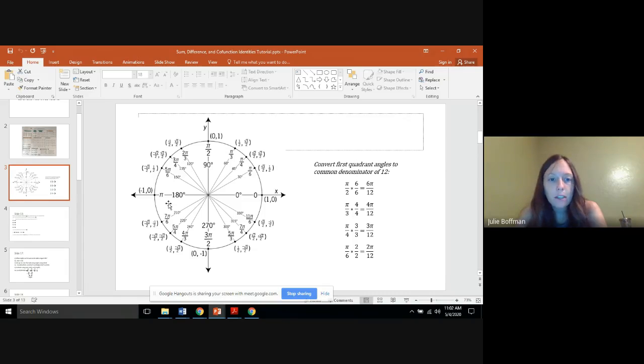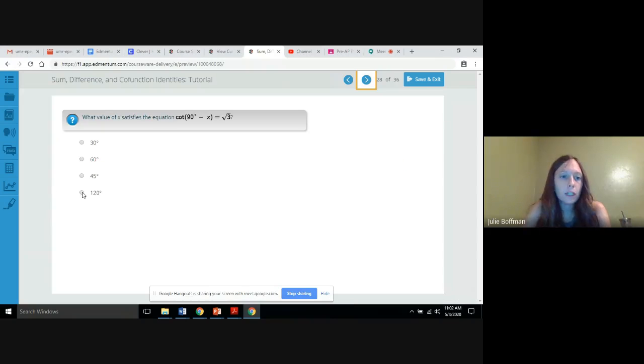Tangent is also going to be positive in the third quadrant, because y over x, negative over a negative, ends up being positive. So you could also take 240 degrees if you do y over x. That would also be positive square root of 3 once you simplify it. So technically your answer could either be 60 degrees or 240 degrees. But if you look, it's multiple choice. They just want 60 degrees.